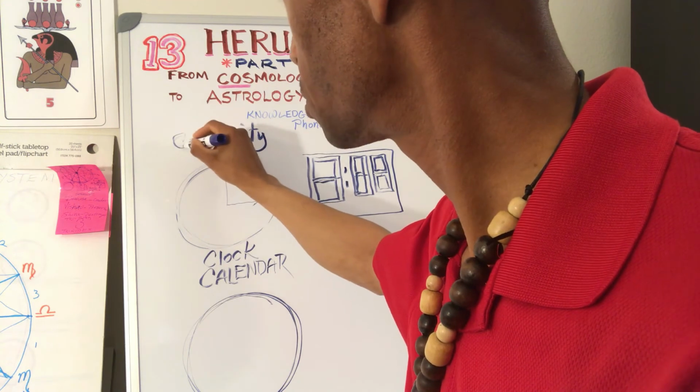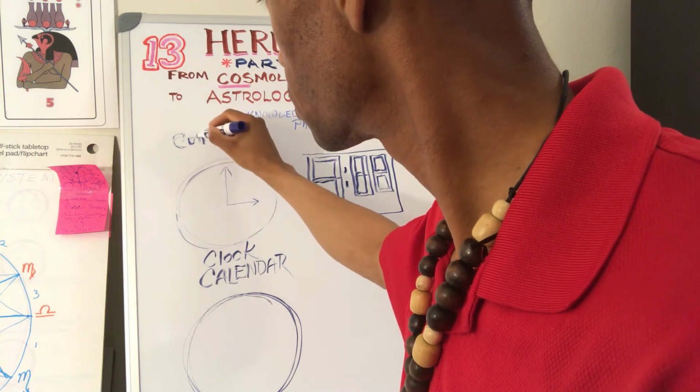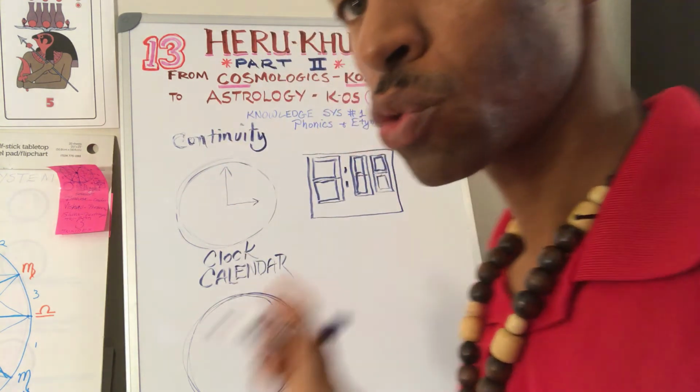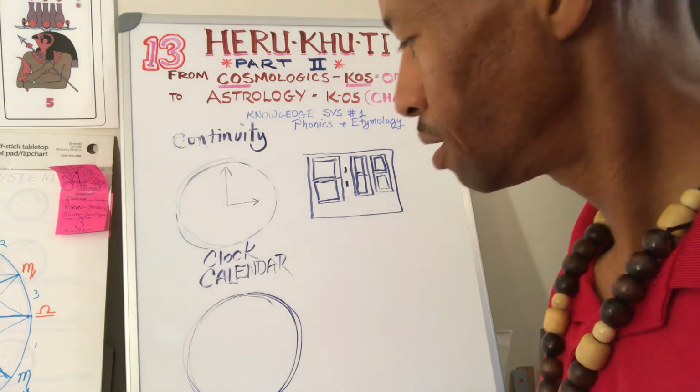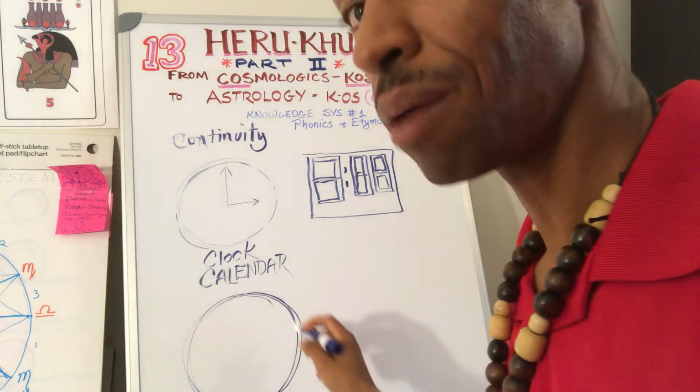Continuity of information. All right. When you square something, you lose continuity. At a glance, I can tell what's coming.